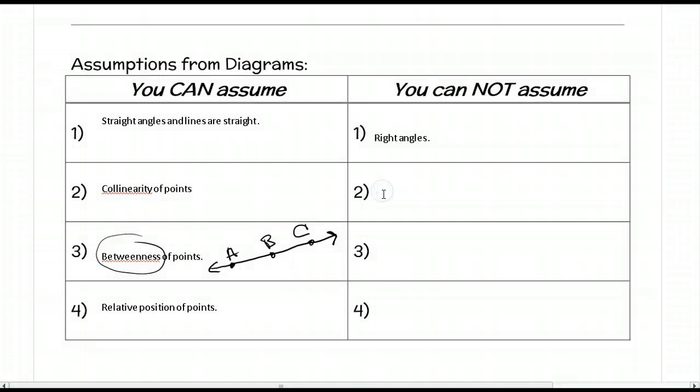Alright, and then the next one is congruent segments. Even if segments look congruent, maybe you measure them with a ruler and they come out exactly the same, if there is no information given in the problem that tells you they are, or information where you can prove that they are, you cannot assume that they are congruent. And then similar to this would be congruent angles.